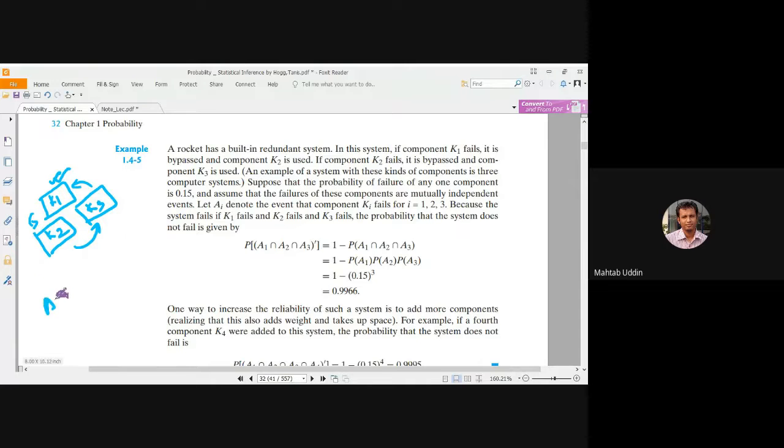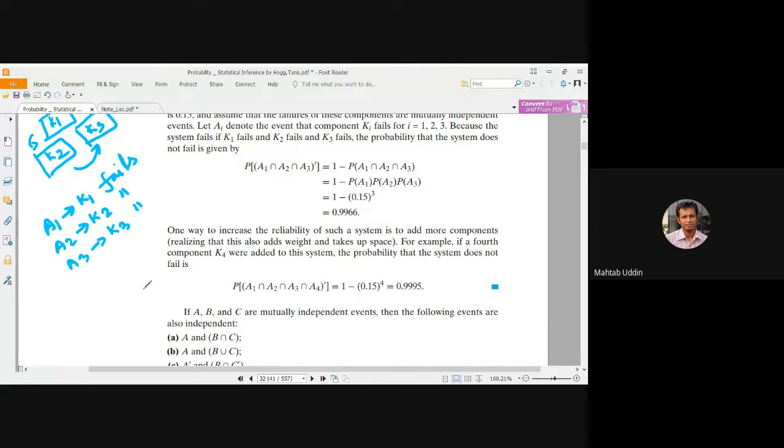Say A1 is the event that K1 fails. Similarly, A2 is the event that K2 fails. And A3 is the event that K3 fails. Now, say A1 intersection A2 intersection A3. That means all 3 fail. All 3 fail means the rocket will stop.